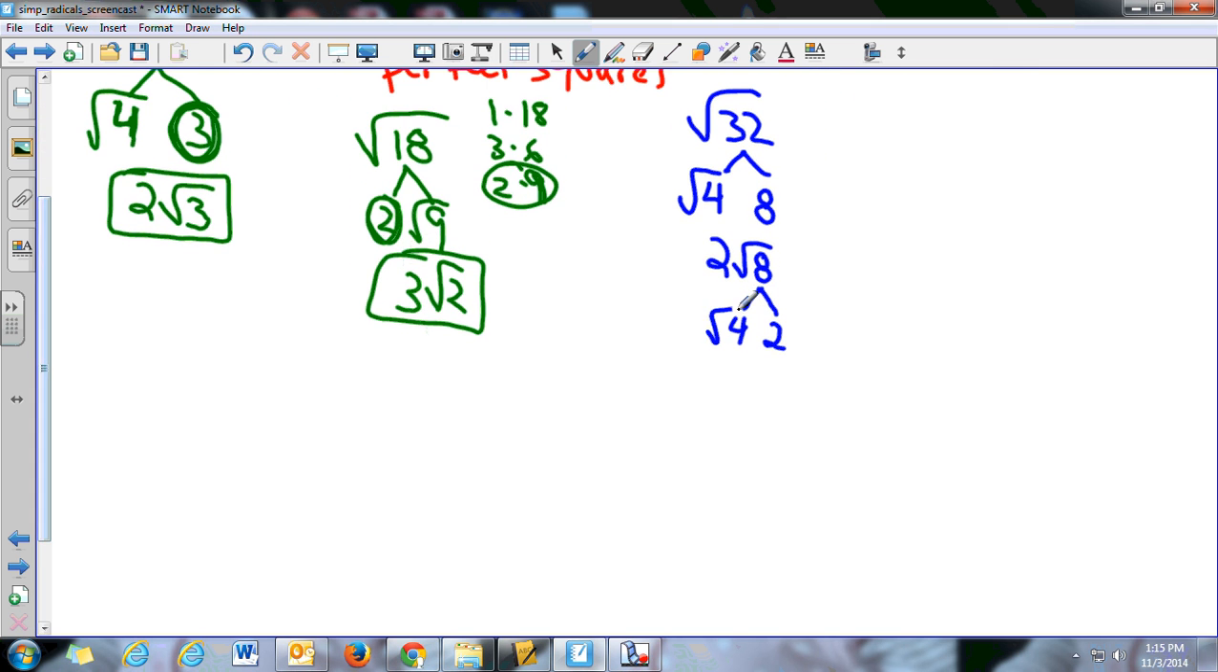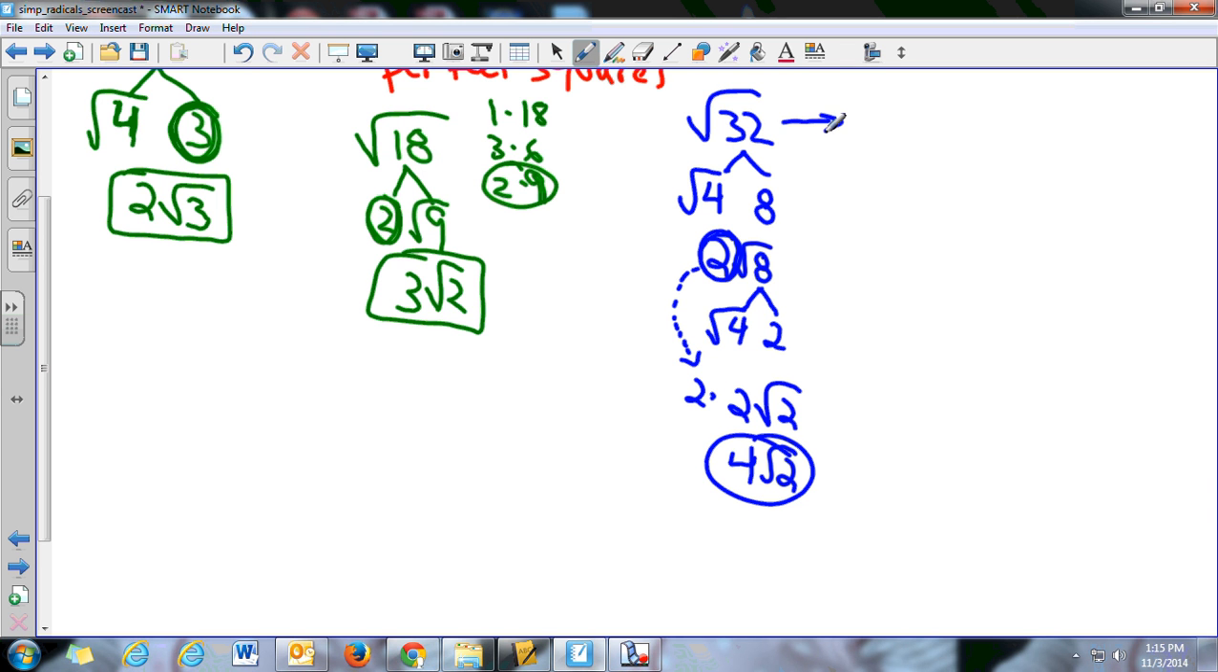So again here, I can take the square root of 4, which is 2. But I've also got this 2 out in front. So I need to bring that down. I'm going to multiply those two values. So the 2 from before and the 2 I have now end up giving me 4 times the square root of 2.